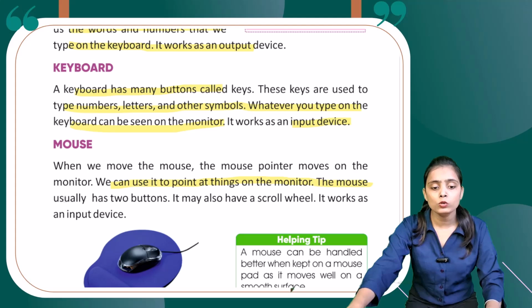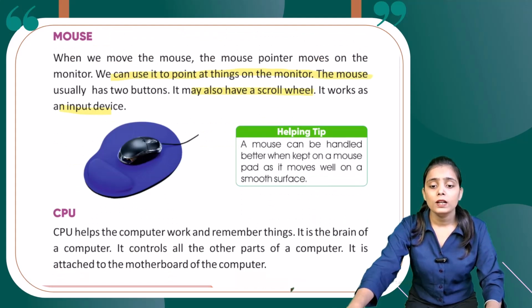The mouse usually has two buttons. How many buttons does a mouse have? Usually two buttons, but in some cases it may have a scroll wheel. It works as an input device. It is also a type of an input device. Now let's see helping tip. A mouse can be handled better when kept on a mouse pad as it moves well on a smooth surface.